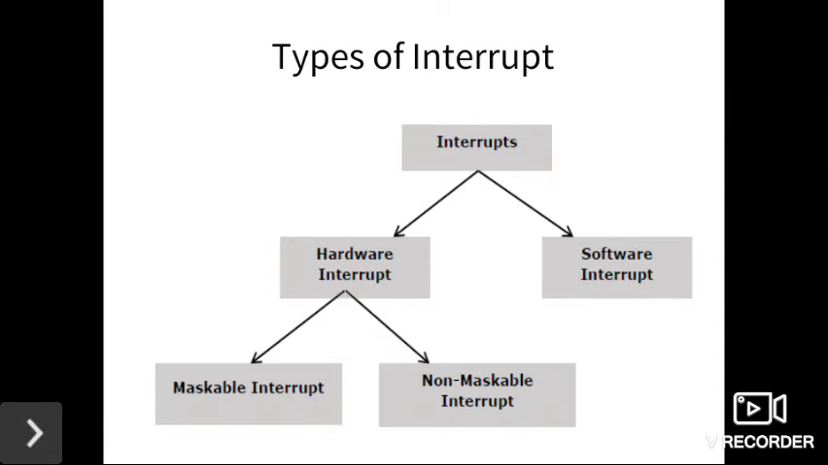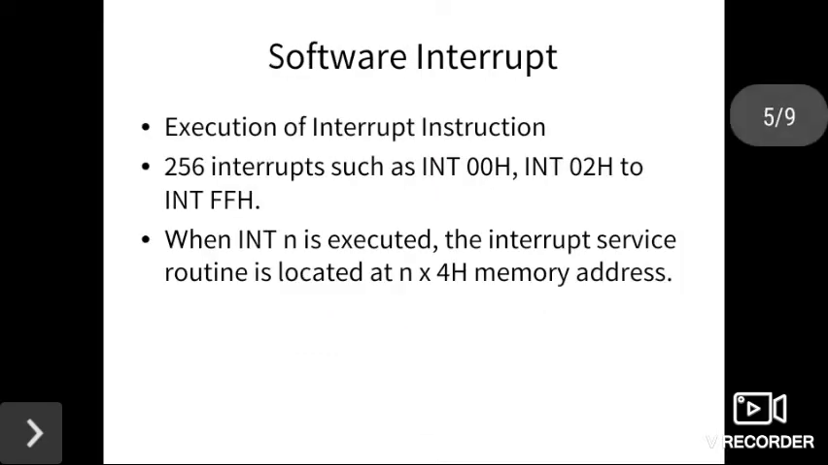Next, we are going to see the types of interrupt. In the 8086, we have two types: hardware and software interrupts. The hardware interrupts are again divided into two: maskable interrupt as well as non-maskable interrupt. First of all, we are going to see the software interrupt.